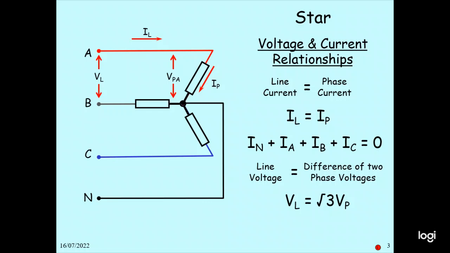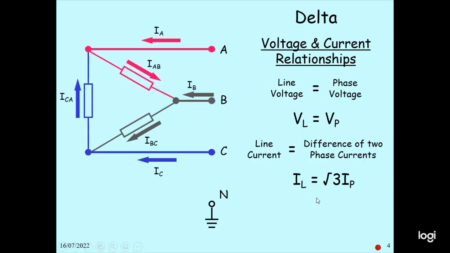So this is I line equals I phase. And also the neutral current: I neutral plus IA plus IB plus IC equals 0. Line voltage is equal to the difference of the two phase voltages, so V line equals root 3 times V phase. And the delta connection voltage and current relationship: line voltage is equal to the phase voltage, V equals V phase. Line current equals the difference of the two phase currents, so I line equals root 3 times I phase.